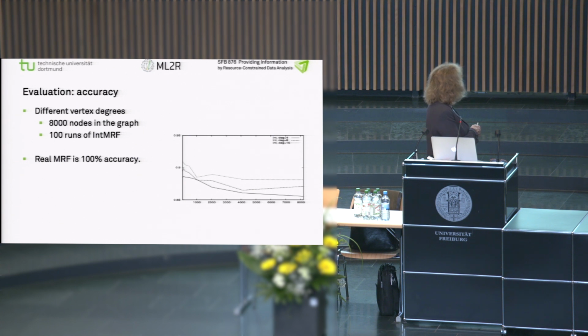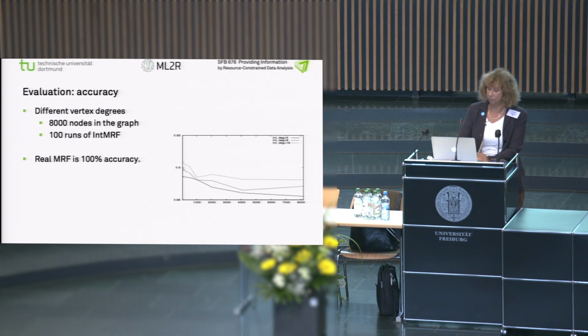this would be 95% of accuracy, this is 85% of accuracy, and then we had different large k's, and what you see is that the accuracy is quite good, even if you have 8,000 nodes, and I said the quality depends on the number of nodes, that's in the proof. And so here, this is of course the worst result in accuracy, because you have 8,000 nodes, but it is still above 85%. And the real MRF is taken as 100% of accuracy. So you see exactly what the approximation is, and you have bounds on that.